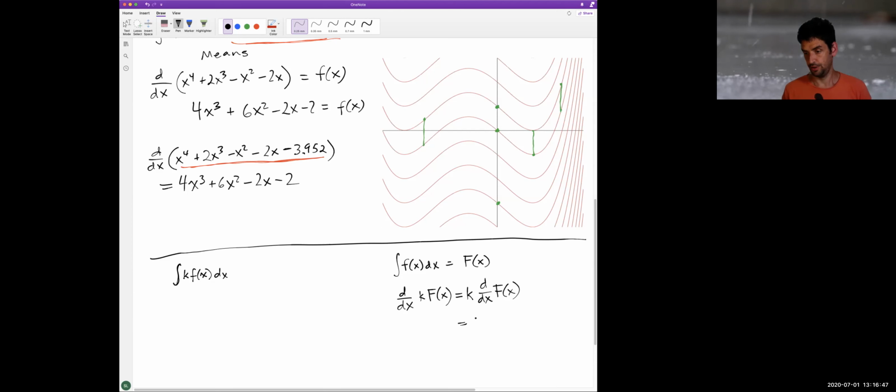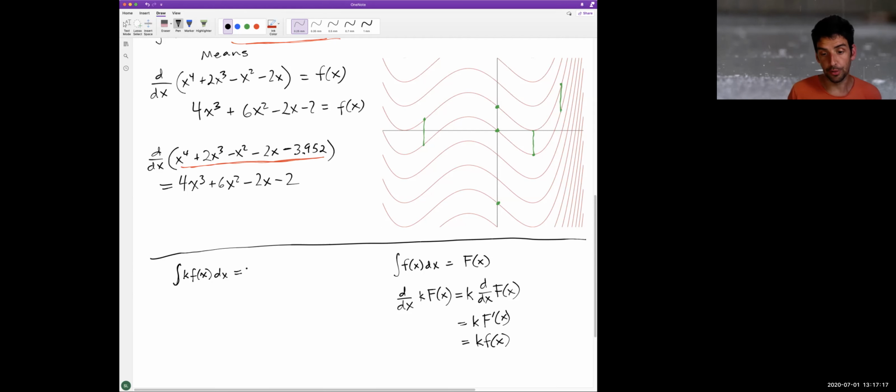And we get k times f prime of x. But we know that capital F of x is an antiderivative of f of x, so this means k times capital F of x is an antiderivative of k times f of x. Okay? In other words, this constant just kind of slipped through everything.